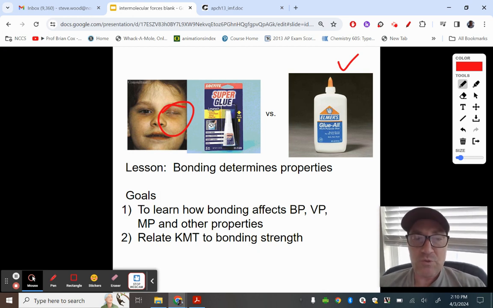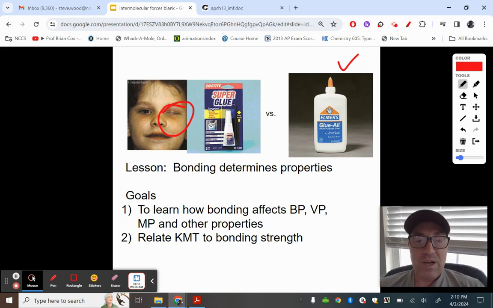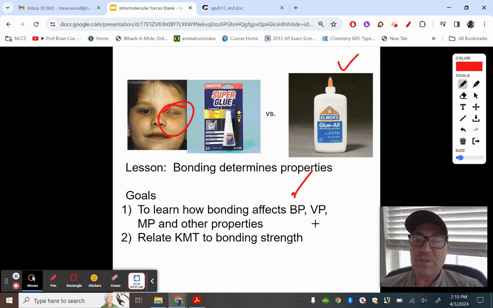If there are super strong bonds, it's going to affect its boiling point, its vapor pressure, its melting point. It's going to be soft depending upon the strength of the bonds, or hard. And so we're going to relate it to a couple things. So our goals are to learn how bonding affects BP, which is boiling point, VP, which is vapor pressure.